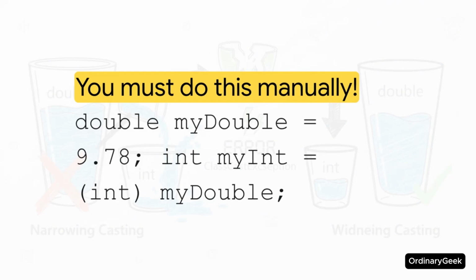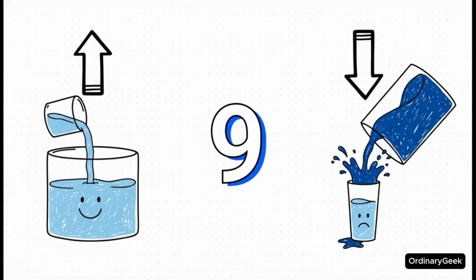Because of this risk, Java makes you do it on purpose. It forces you to be explicit. See that little int in the code? That is you, the programmer, raising your hand and telling Java, yes, I know what I'm doing. I know I'm probably going to lose some data here, and I accept the consequences. Go ahead and make it happen. So what happens when you run that code? The variable myInt now holds the number 9. The .78, well, it's gone, vanished. It's been truncated, spilled all over the digital floor.